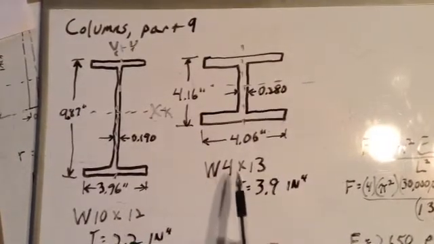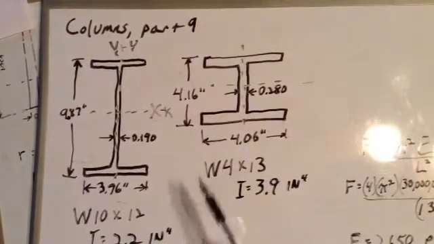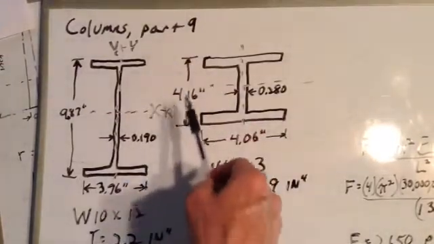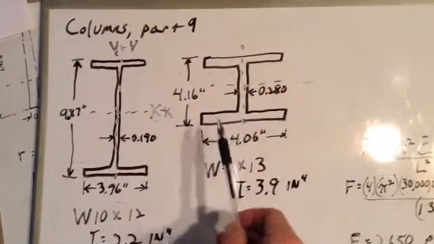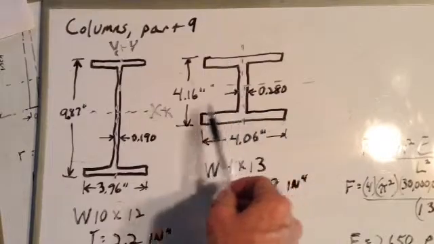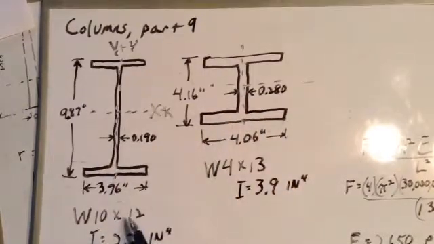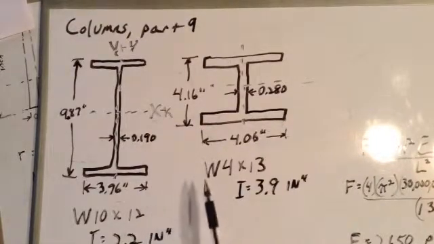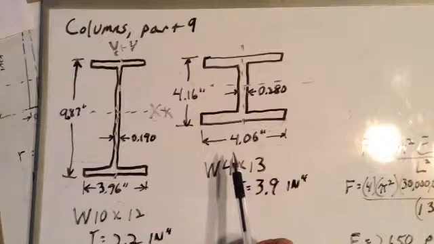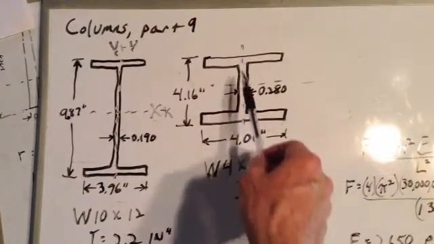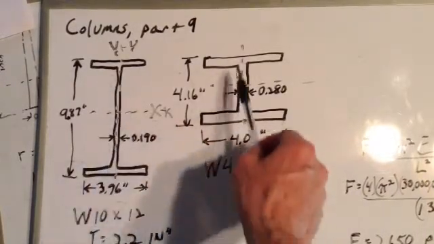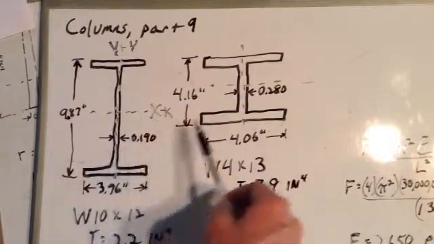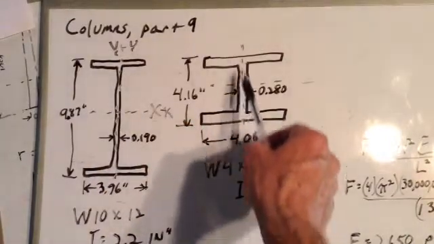This W4 by 13 I-beam is 4.16 inches high by 4.06 inches wide. Its web is thicker than the web of this W10 by 12. Okay, but the web of the W4 by 13 beam weighs less than the web here because it's so much shorter. This web is over twice as long or high as this web.